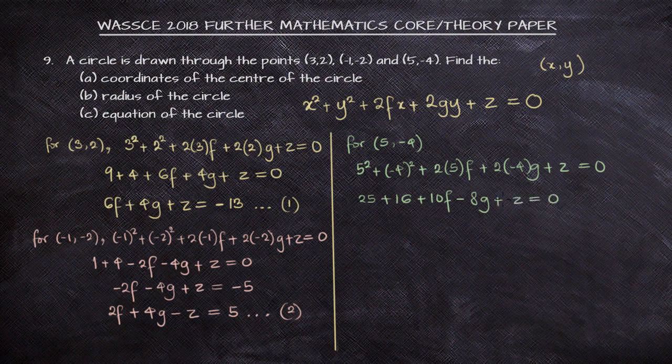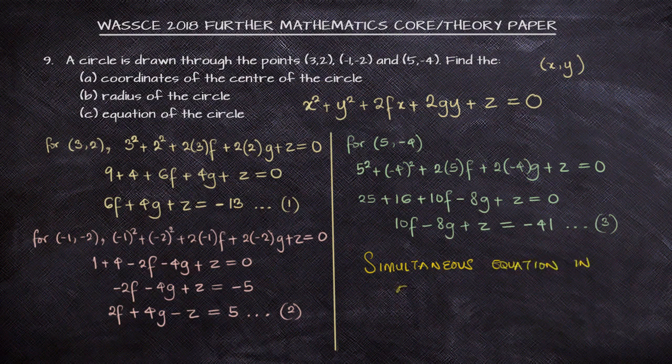Now, 10f minus 8g plus z, 25 plus 16 will be 41. When we move to the right hand side, it will be minus 41. And this I can call equation 3. Now, interestingly, from trying to evaluate the equation of the circle, we are now being led to a simultaneous equation in 3 variables. And having a simultaneous equation in 3 variables, how do we go about solving that? That's what we are going to be embarking upon next.